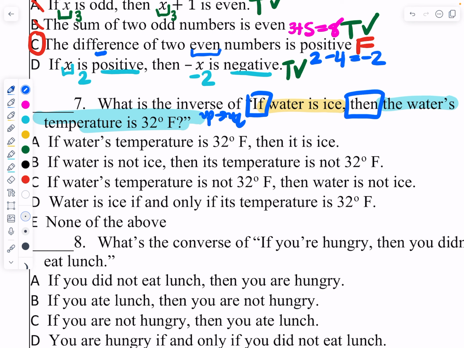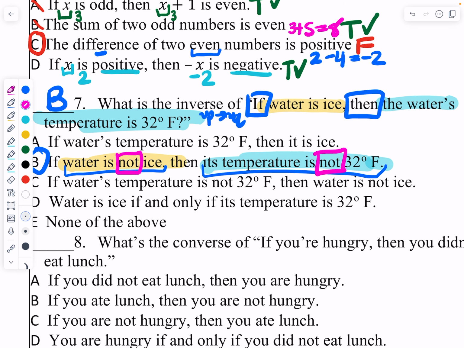So we're looking for if water is not ice. If water is not ice. That is going to be B. Check the rest of it just to make sure. If water is not ice, then its temperature is not 32 degrees. Again, they left the yellow in the same spot. They left the blue in the same spot. But what word did they add to it? They negated it. They added that word not.